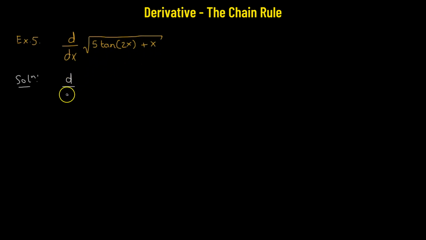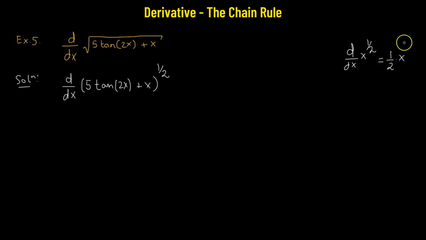So first what we will do, we will rewrite the given expression. All we have to do is convert the square root to an exponent form. So that means we have 5 times tangent of 2x plus x whole raised to the power of half. So if we now assume that 5 times tangent of 2x plus x is equivalent to x, so we have something of the form d/dx of x raised to the power of half. So here we can apply the power rule, so that will be half times x raised to the power of half minus 1.